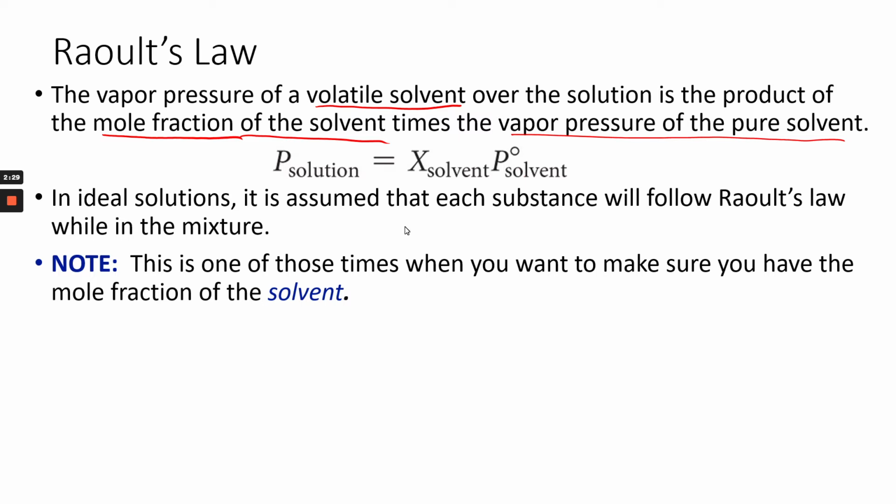Okay, in ideal solutions, it is assumed that each substance will follow this law. Okay, and note, for your mole fraction, you want the solvent. So your mole fraction for the solvent will be the moles of the solvent over moles of solution.